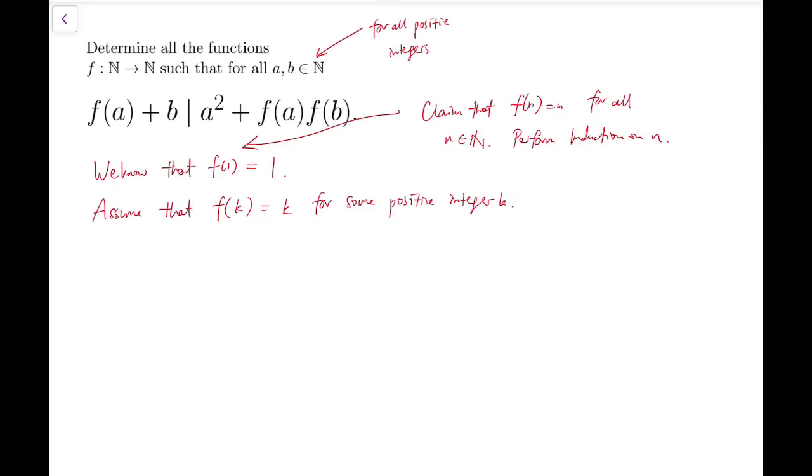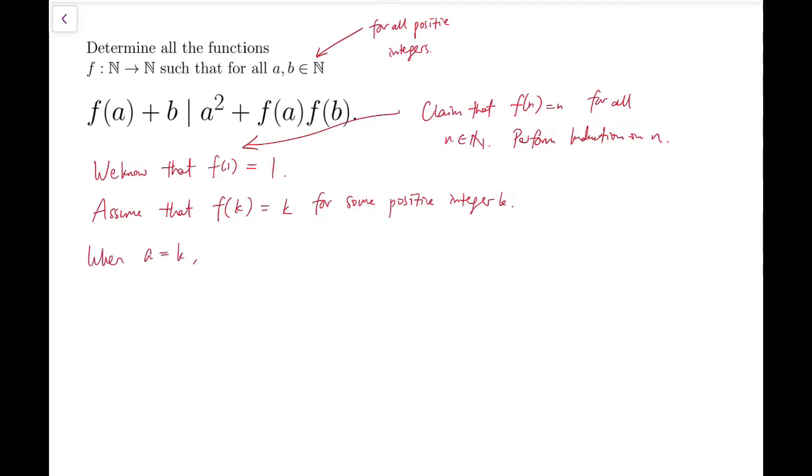So after assuming that f of k equals k, the final thing that I have to do is to show that f of k plus 1 is indeed k plus 1. So the final statement that we're going to face only involves two numbers, k and k plus 1. So the only thing that I can possibly do is to put a and b to be k and k plus 1 respectively, or the other way around.